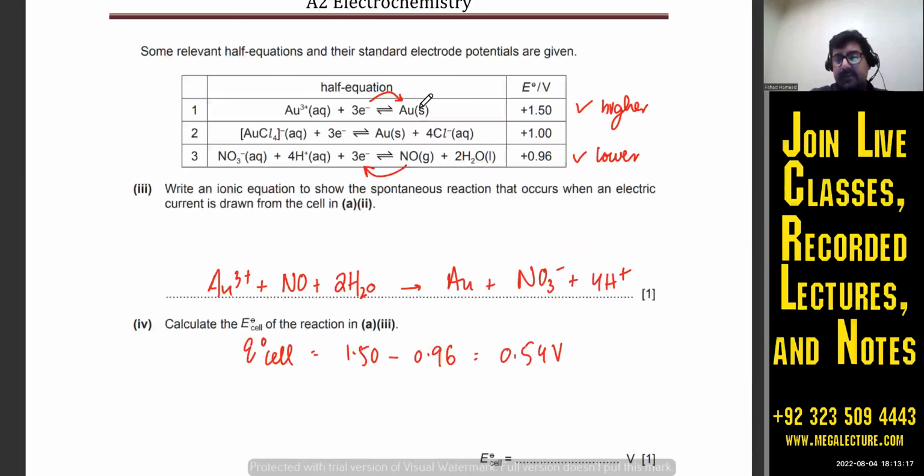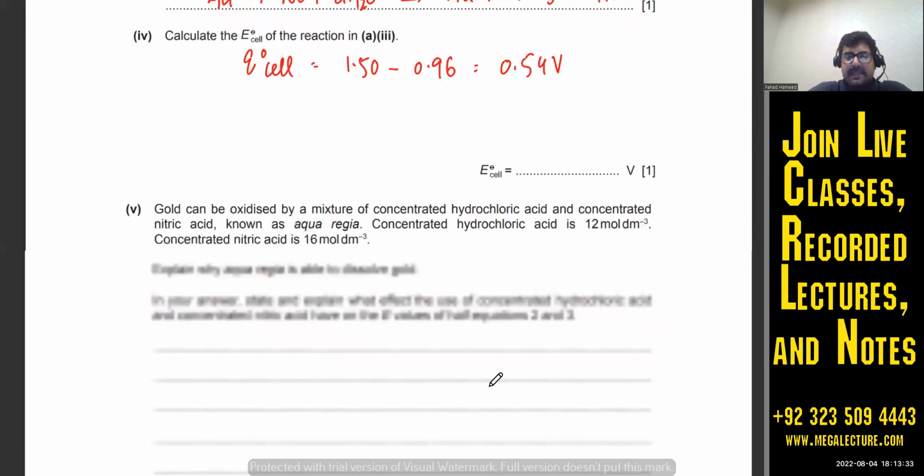So they gave us the table. Higher potential gains electrons, lower potential loses electrons. This goes forward, this goes backward, and we were able to make an equation for the reaction. And we were able to calculate the E0 cell for this reaction as well. Achha, next part पे आ जाते हैं. This one is more tricky.